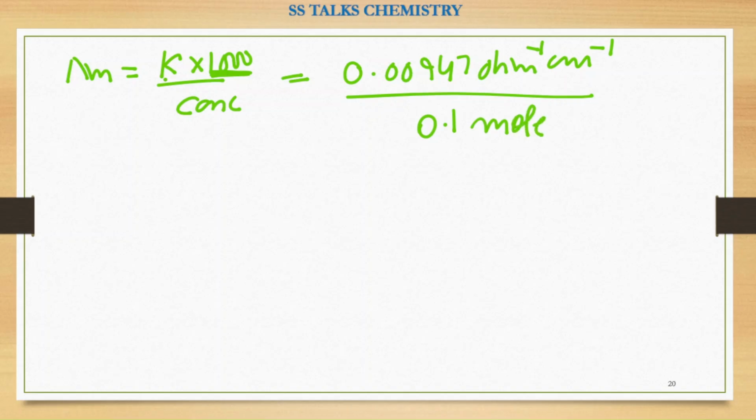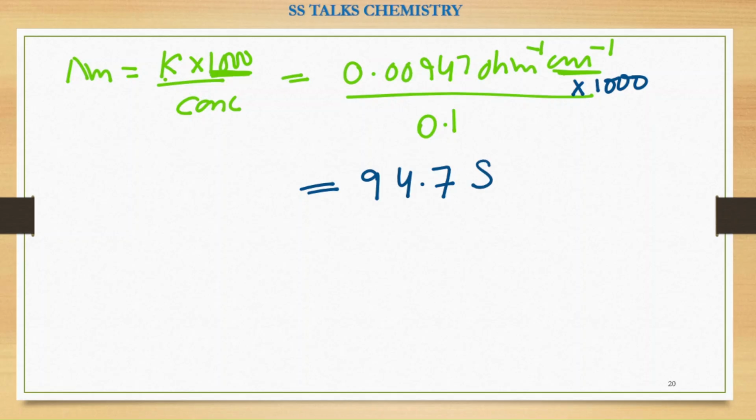Suppose it is mole per liter. Now, to convert this liter into centimeters so that the units become similar, it is multiplied with the factor of 1000 over here. So for that unit conversion, this 1000 factor is added in this case. Solving this, the value of lambda n, we will be getting as 94.7. That will be in Siemens centimeter square per mole inverse. Okay, so these are the units you will be getting.